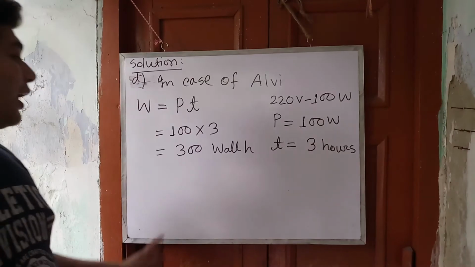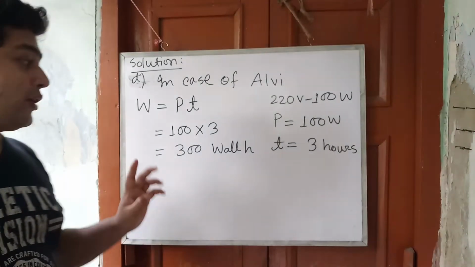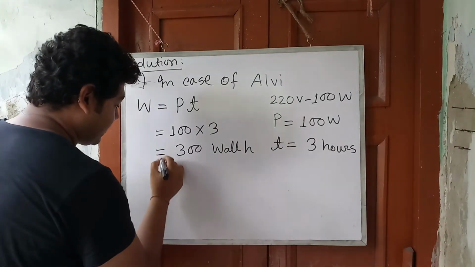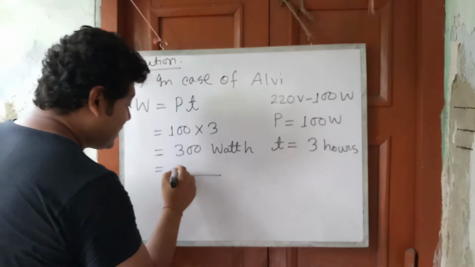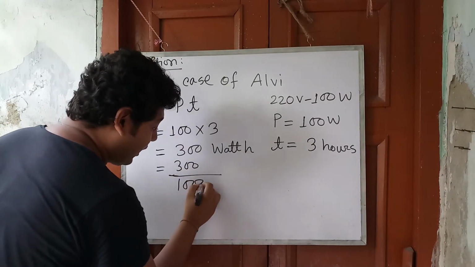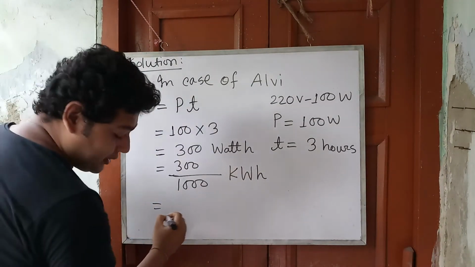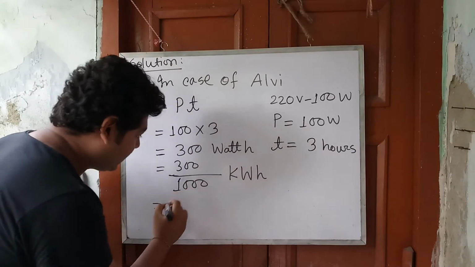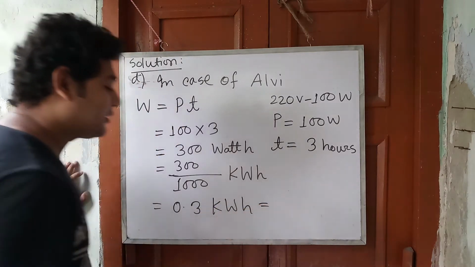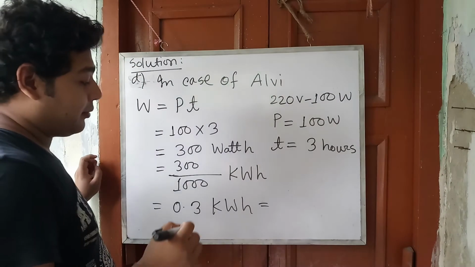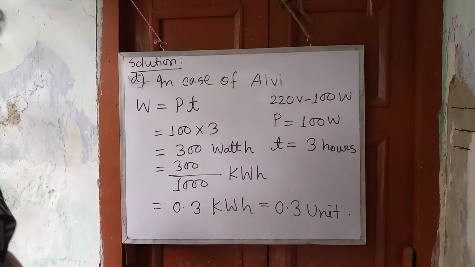But we need to calculate this work done as kilowatt hour. For converting this watt hour to kilowatt hour, we will divide this value by 1000. Then we can write it in kilowatt hour, and we get 0.3 kilowatt hour, and this kilowatt hour is known as a unit. So 0.3 unit.